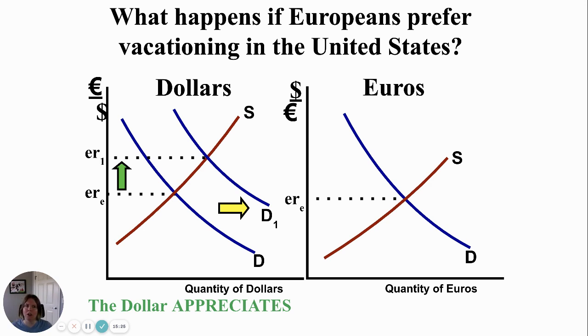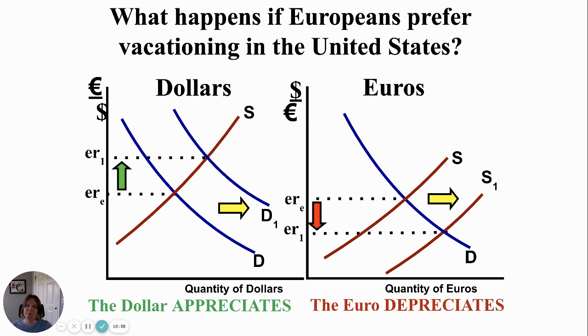Well, what do the European people have to supply to get their hands on dollars? They have to supply euros. So they're going to supply euros to that market, and that's going to decrease the exchange rate. So what's happening is that the dollar appreciates and the euro then depreciates. So that's how that looks on a graph.